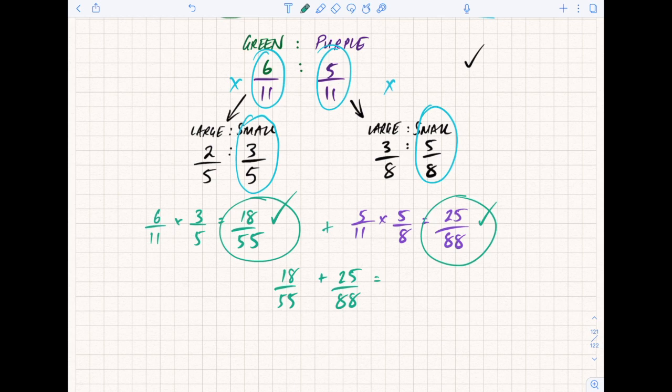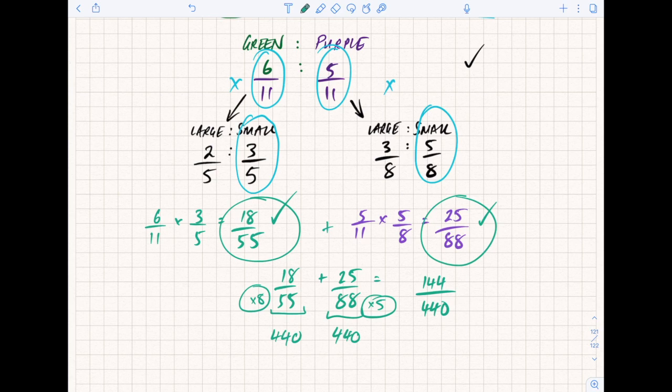Now, if this came up in a paper 1, you would make the denominators the same. Obviously, if it comes up in a paper 2 or paper 3, you can use a calculator to work out this sum. But if I needed to make the denominators the same, the lowest common multiple of these two would be 440. So that's times by 8 to get that to 440, and that'd be times by 5 to get that to 440. If you wanted to do it the long way round, I'd do 18 times 8, which is 144, and that becomes over 440, because 55 times 8 is 440.